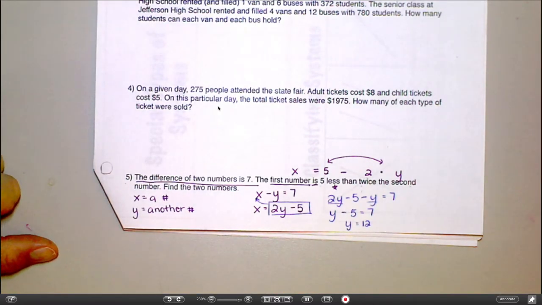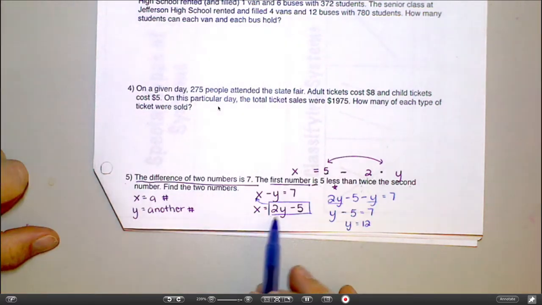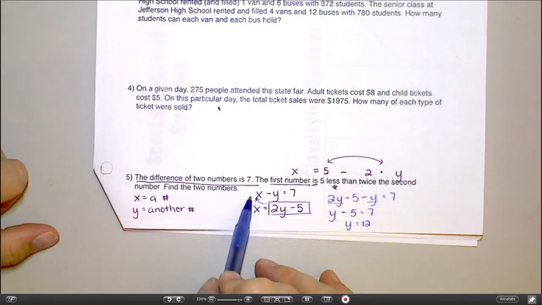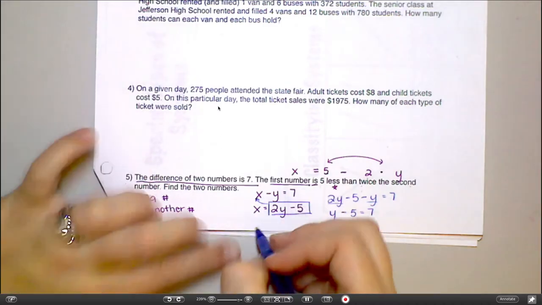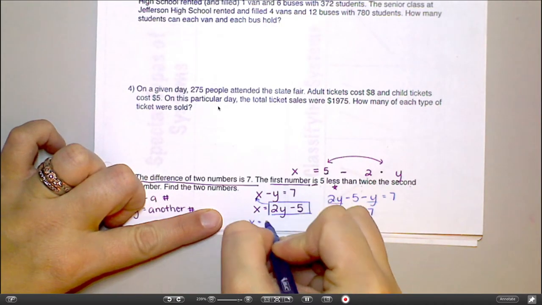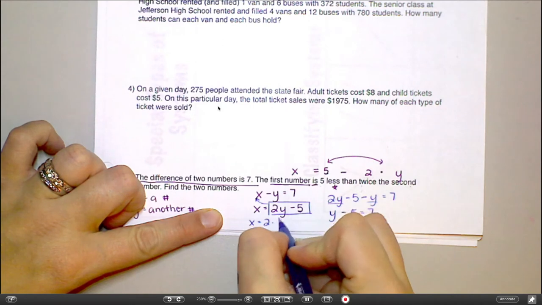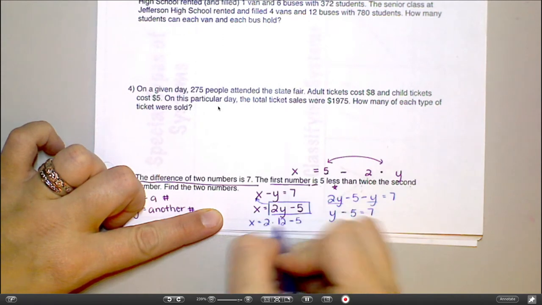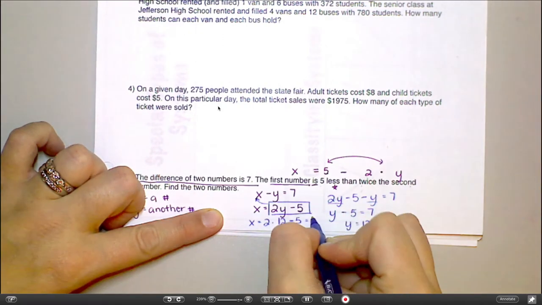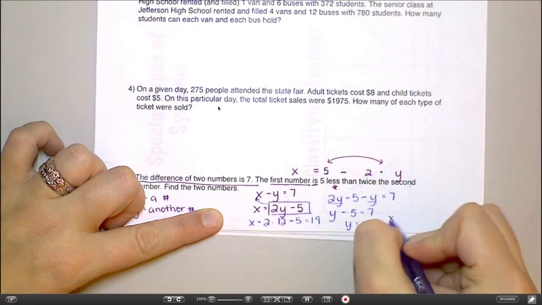Then you can plug that back in whichever place makes more sense to you. Usually we would plug right back in here for this one. This one might actually be easier to plug into, but so I would do X equals 2 times 12 minus 5. Let's see, that's 24 minus 5, which is 19. So X equals 19.